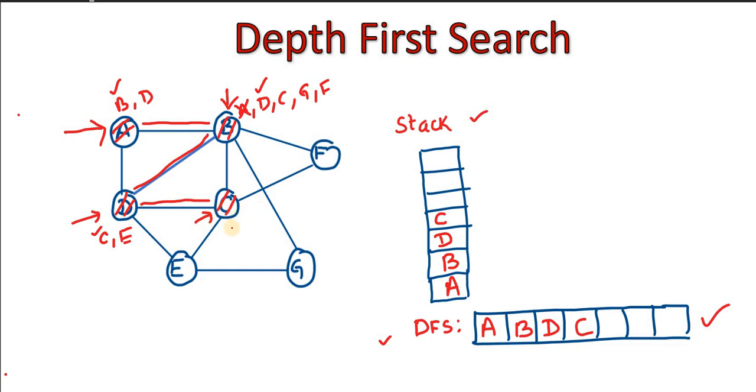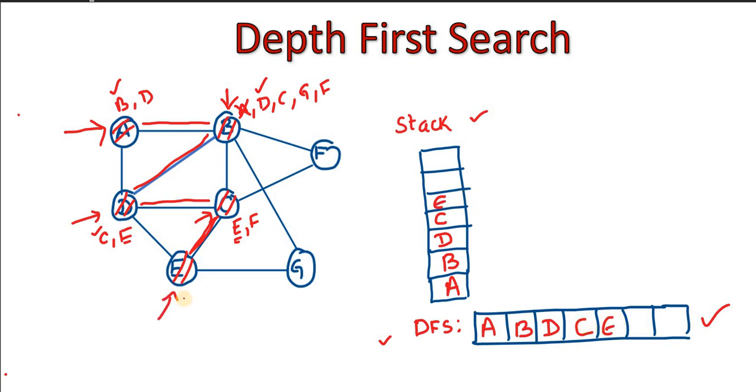List out all the adjacent and unvisited vertices. So E is unvisited and F is also unvisited. So among these two you can choose any one. So I am choosing this E. So you draw a red line from C to E, right, and mark this E as visited, and immediately add that E to the stack and add it to the DFS.